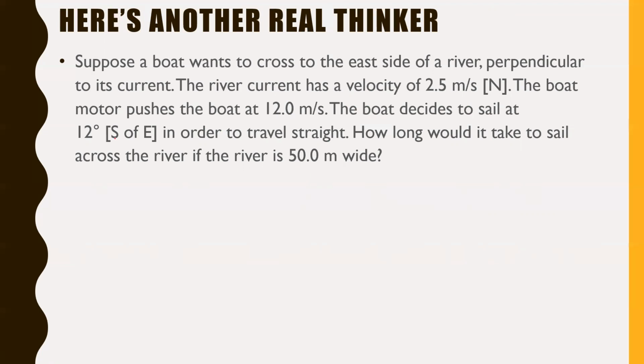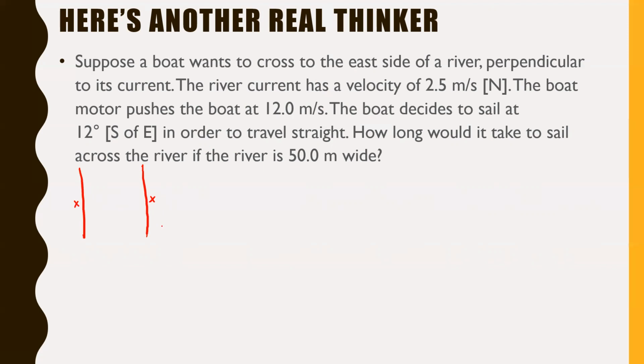Okay, first things first, as always, let's draw ourselves a really quick picture here, right? So we're trying to cross to the east side of the river, so we're going from west to east. So if we'll say this is one riverbank and this is the other riverbank, we ultimately want to get from here to here. We want to go straight across, right?